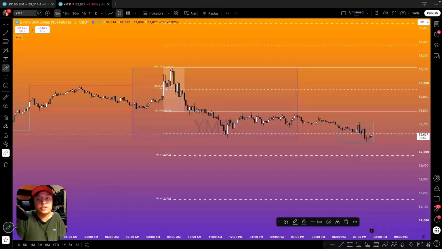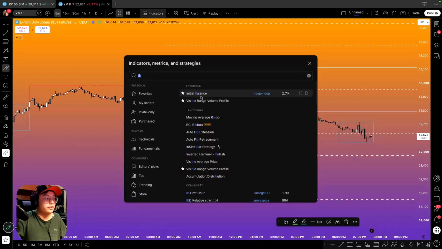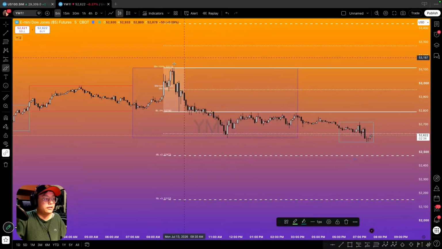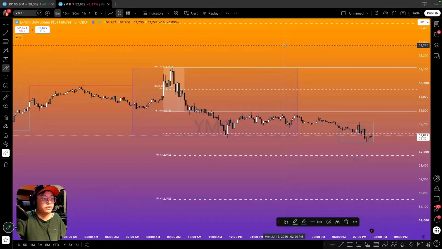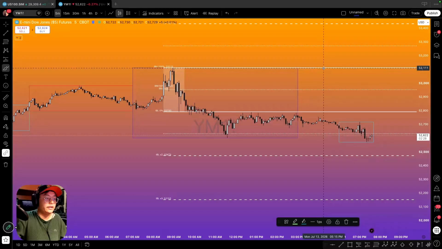Okay guys, I'll show you a real example of how I use IB in this video. So let's get into it. I use this indicator called Initial Balance from Newt. And this is what will show up. Mine looks a little different because I already changed the settings for it. So I'll show you what I use for the settings.